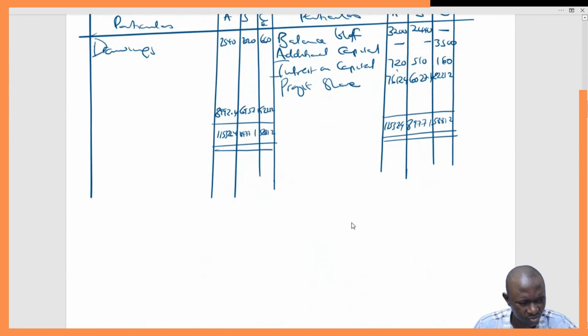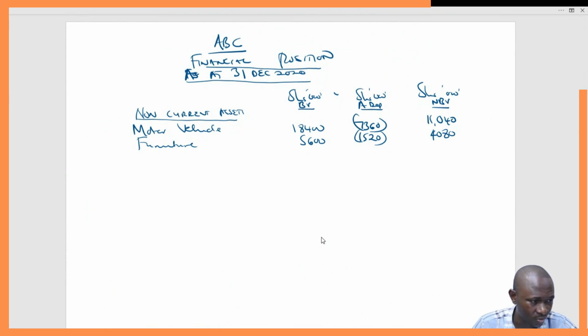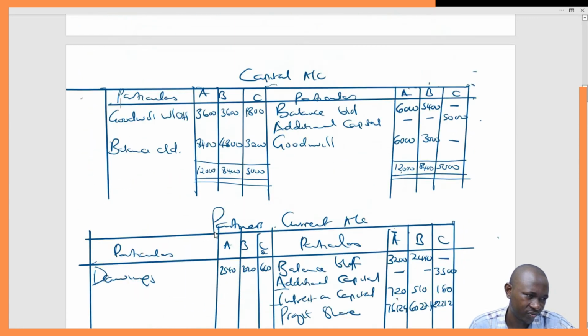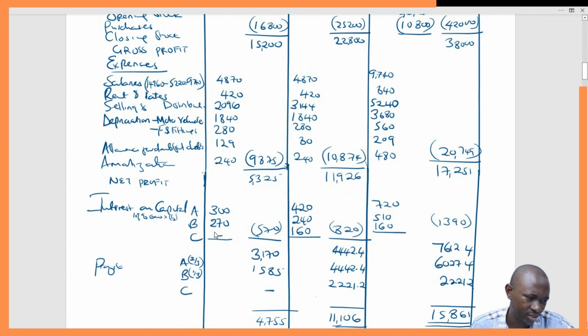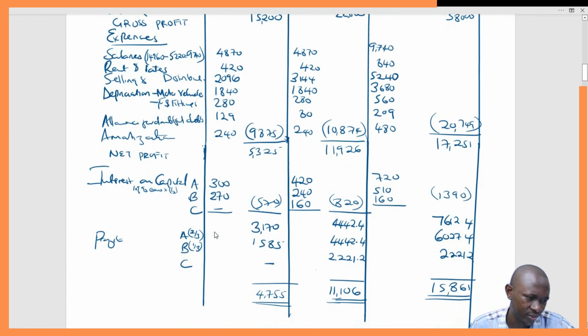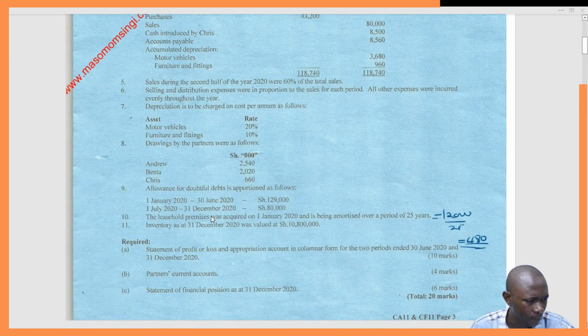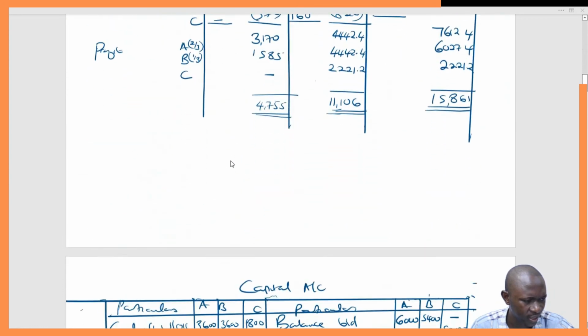This one is quite straightforward. So we'll just come here and say leasehold premises. This is 12,000. Then what had been used is 480. So the balance is 11,520. Remember, it was for 25 years, so we divided 12,000 by 25 years to get 480 per year. And that year has already been utilized. So we proceed. We are on the right track.